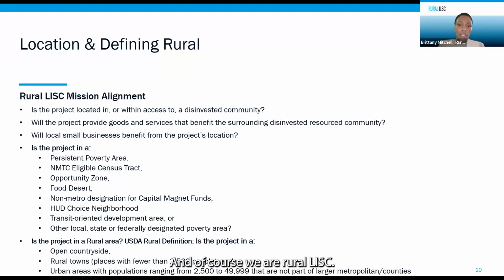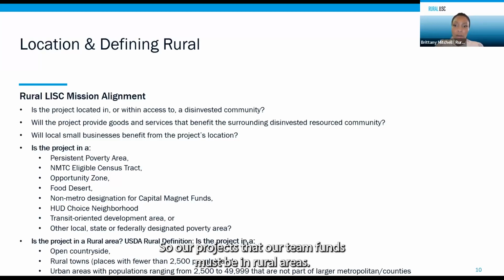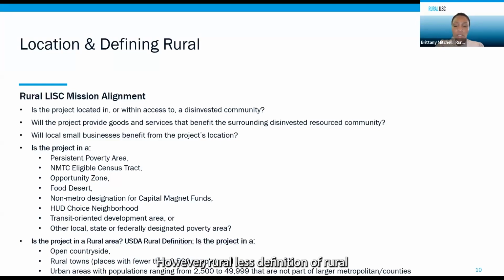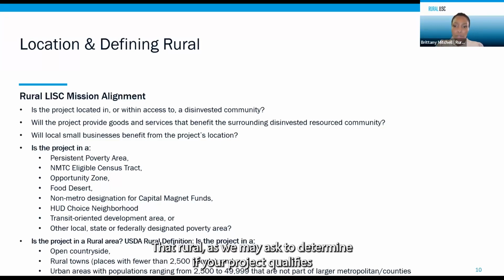And of course, we are Rural LISC. So a big important part is location. Our projects that our team funds must be in rural areas. However, Rural LISC's definition of rural can be flexible, more so than the USDA definition. Here you'll see, I'm not going to read all of them to you, some of the questions that we may ask to determine if your project qualifies as rural.